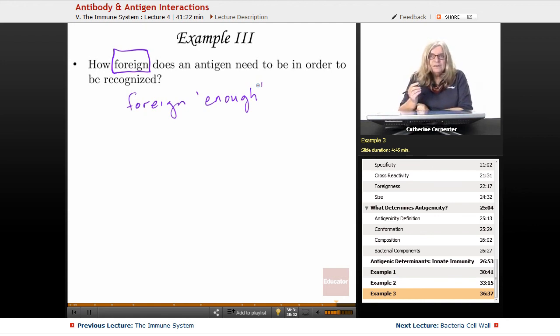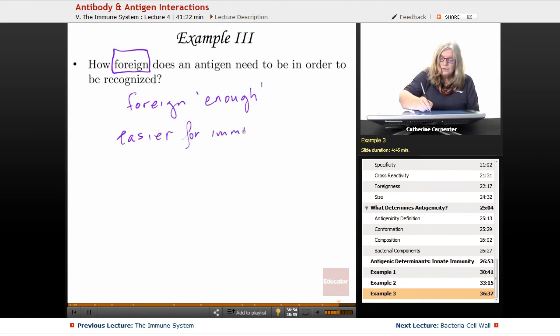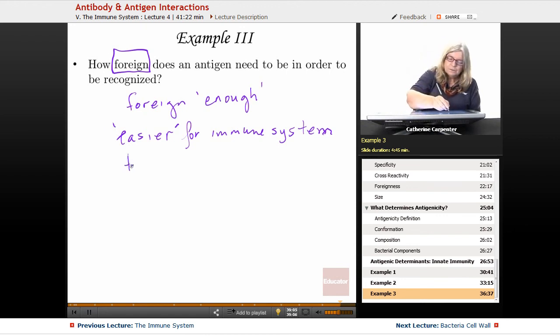But foreignness can also indicate, is the tissue or the pathogen or the antigen non-human? Is it from a different species? Now, the other thing we know is that it's "easier" for the immune system to recognize a eukaryote.